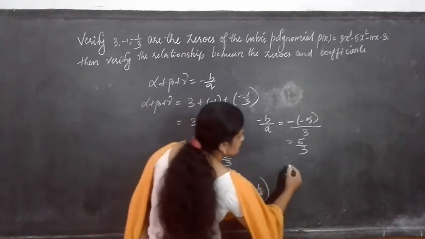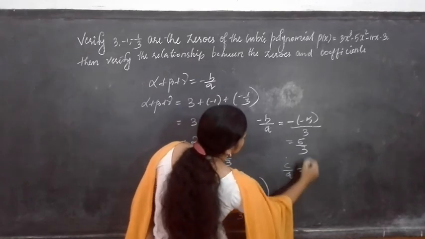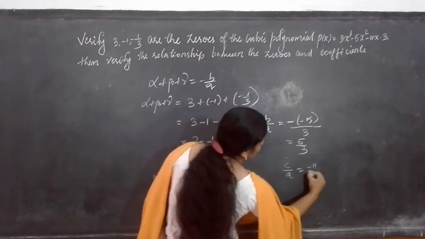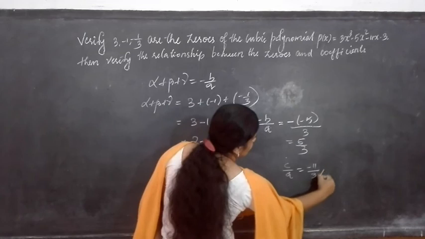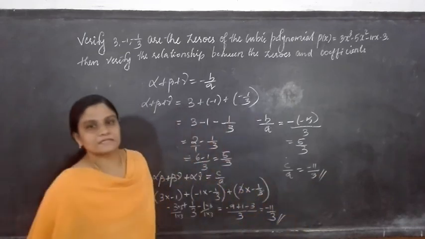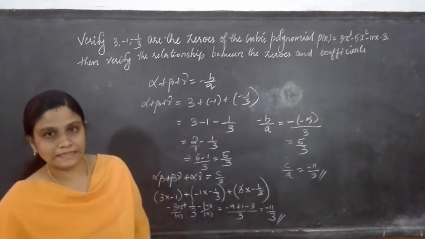Now we will check c by a. What is c there? It is negative 11, and a is 3. So we got the same answer. Hence it is verified. Clear?